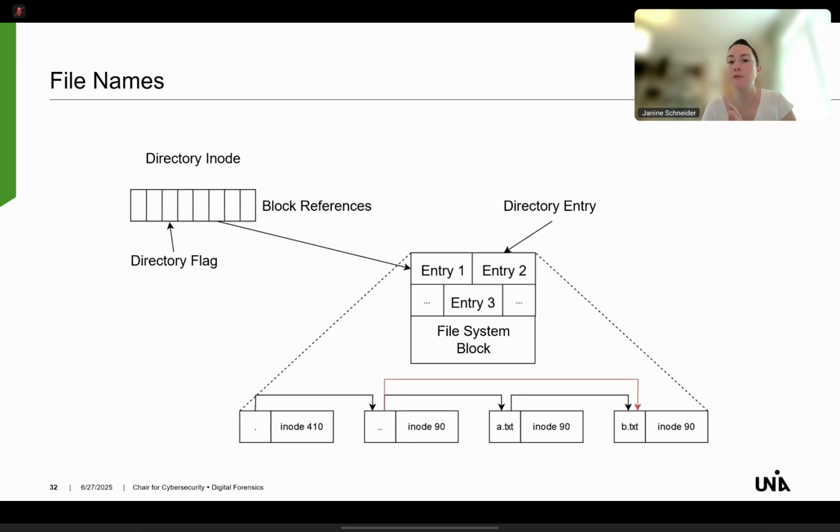I already told you that file names are stored in directory entries, and directory entries are located in the data blocks of the directories. So it's very similar to FAT. They contain the file name and a reference to the inode, and each directory begins with the entry for the current directory and the parent directory.